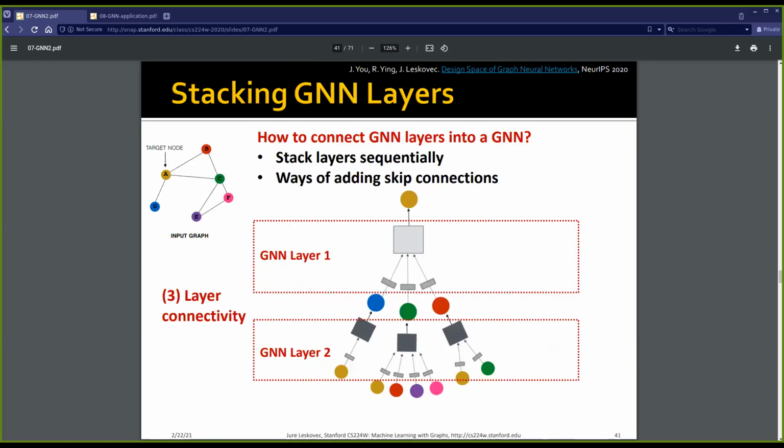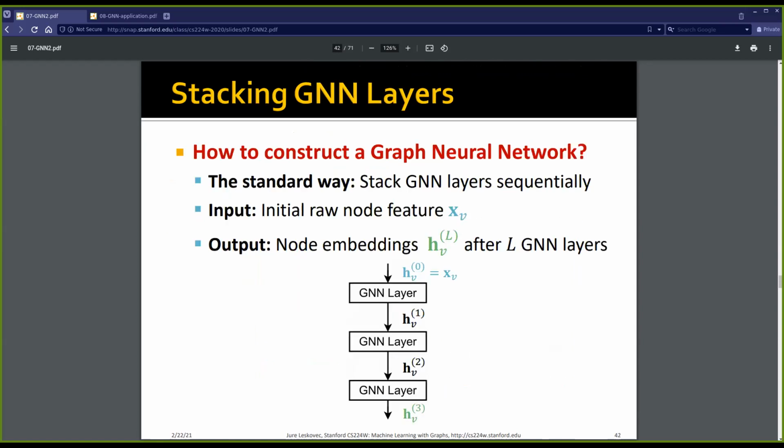Let's move on. How can we stack GNN layers? First of all, we can stack them in the standard way, sequentially.